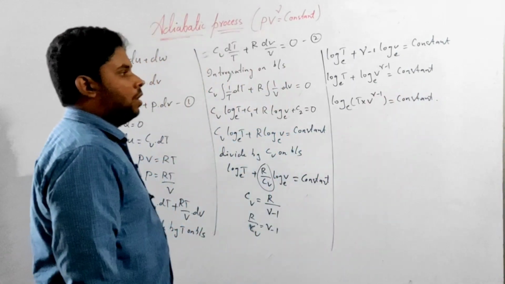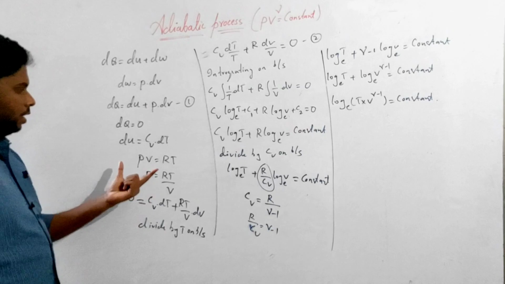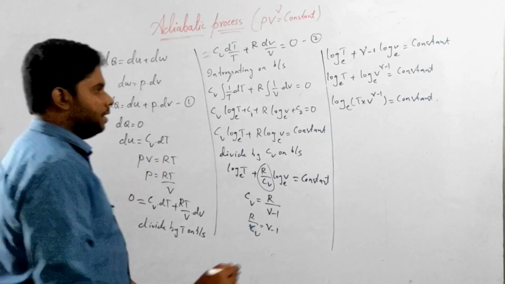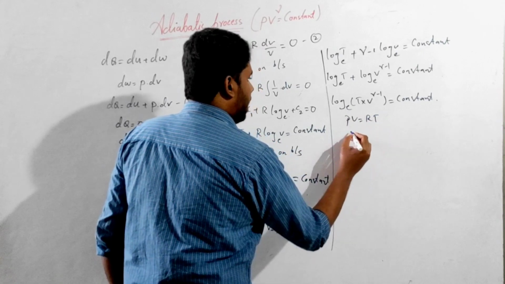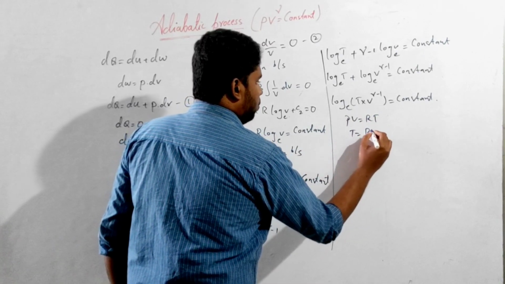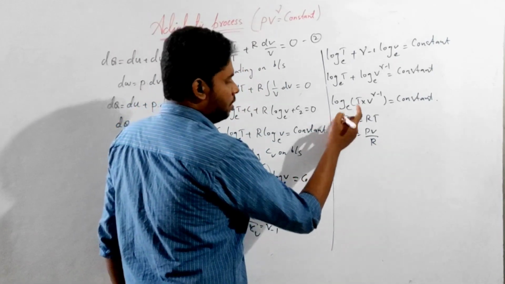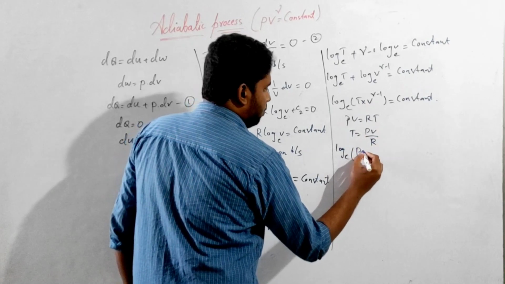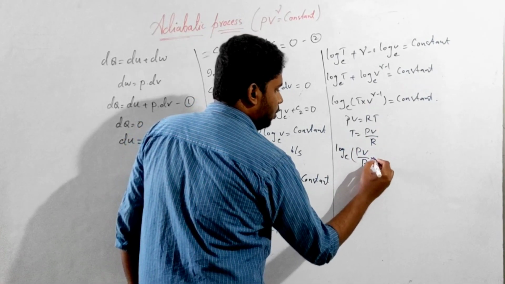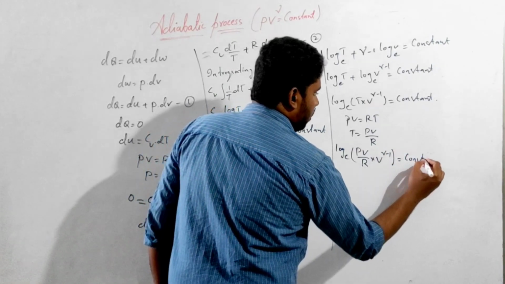Okay, so now this T, how can I write T from the ideal gas equation? PV is equal to RT. If I bring R to this side, T is equal to PV by R. I will substitute this value here. So what I get is log of PV by R into V to the power of gamma minus 1, which is equal to constant.